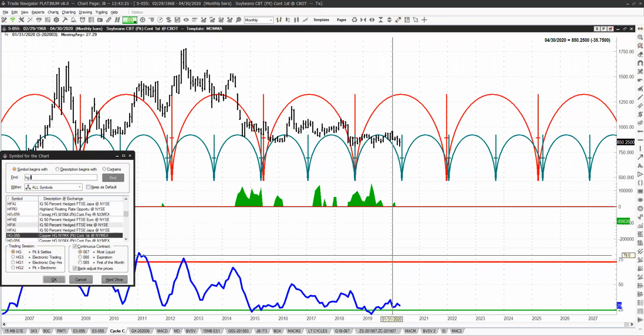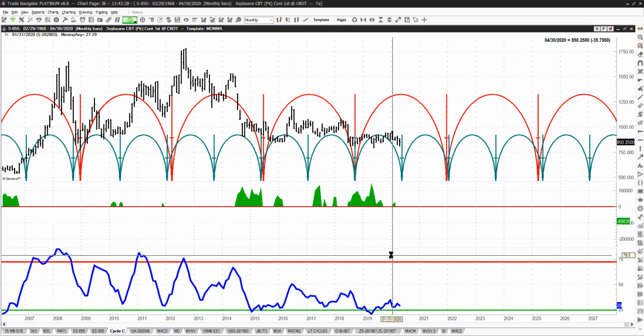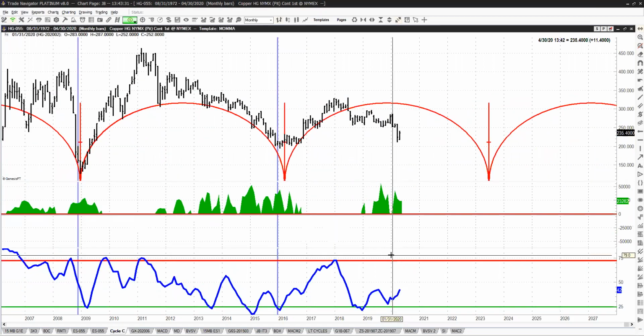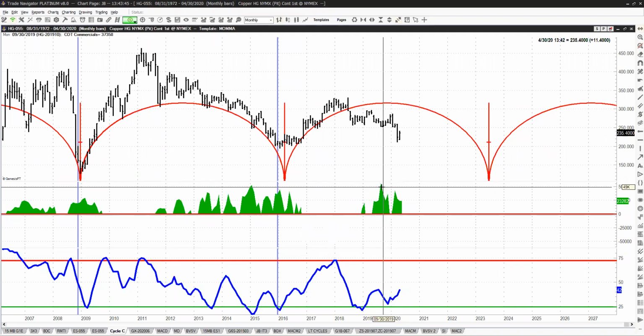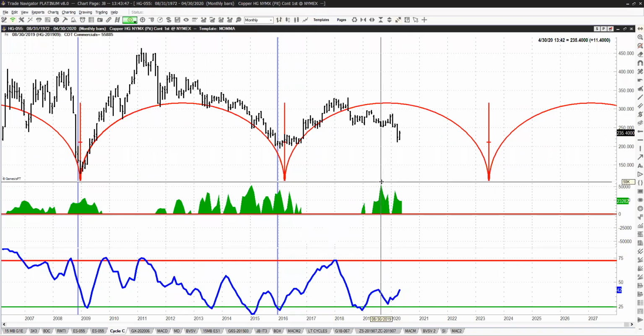This is copper. And if people catch my drift and understand what I'm saying, you look at the chart and ask the question, what is commercial activity in copper right now? Commercials are buying copper. Not only are they buying copper, but recently they bought the second largest amount of copper in history.